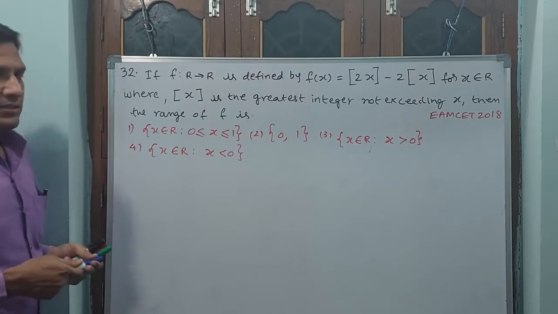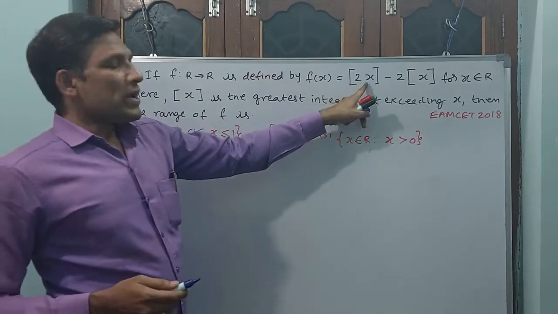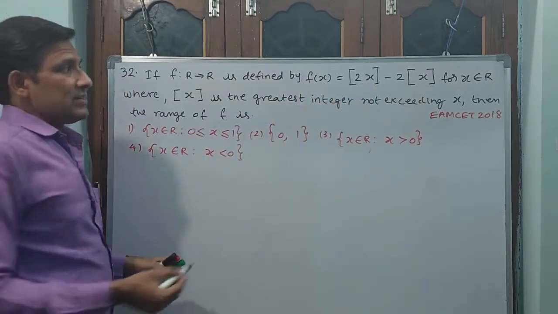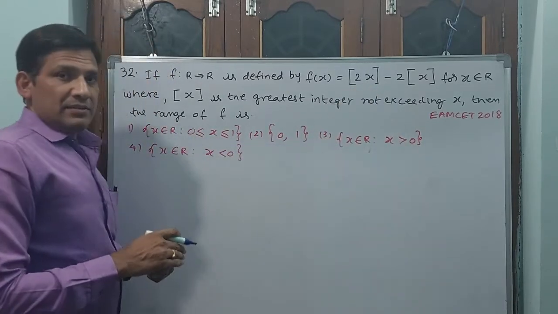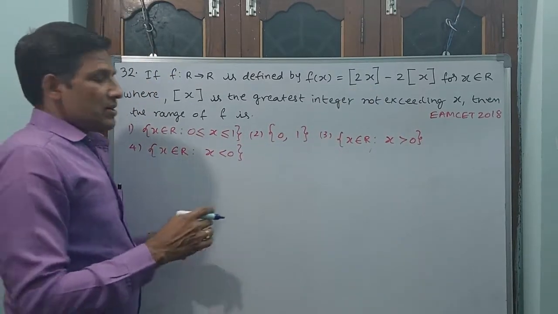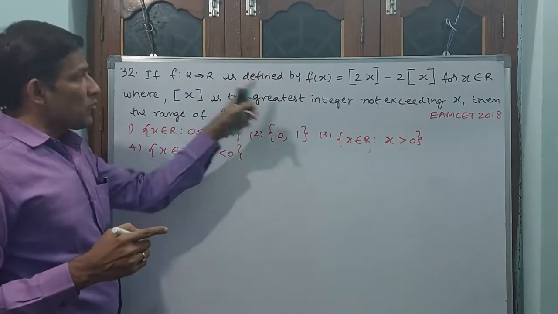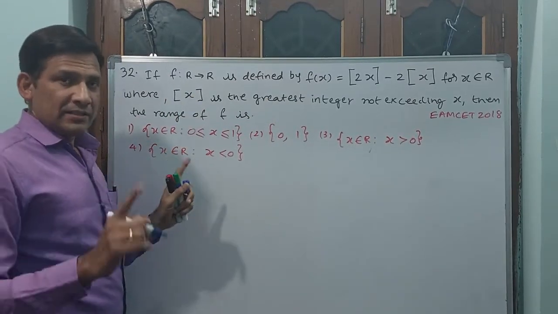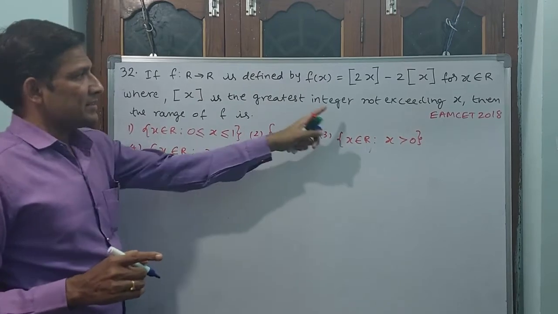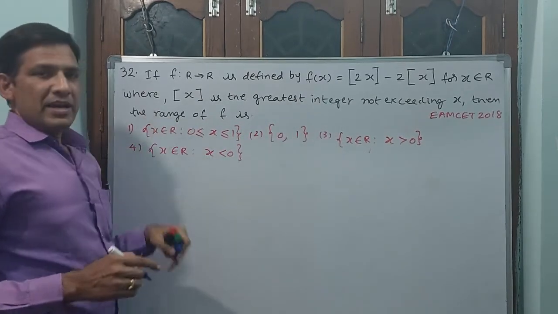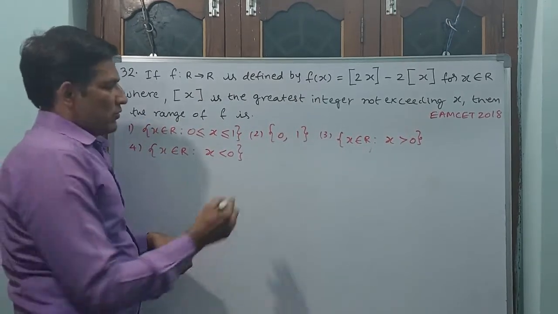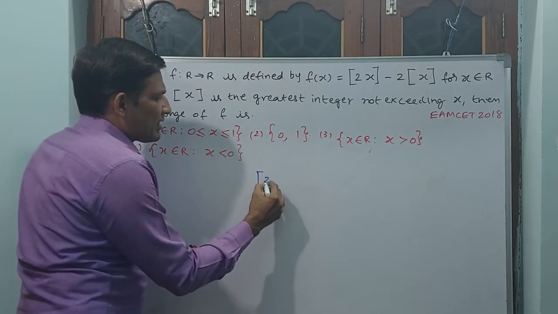See what I am doing. Whatever the input is for 2x, if it is inside the greatest integer, what will be the output? Here they are asking only for output. Don't forget, they are not asking for input or domain. They are asking for range. Range means output.